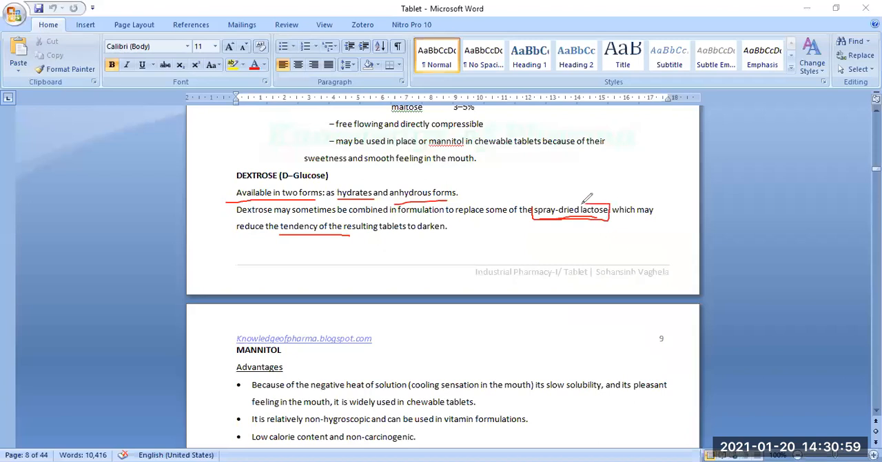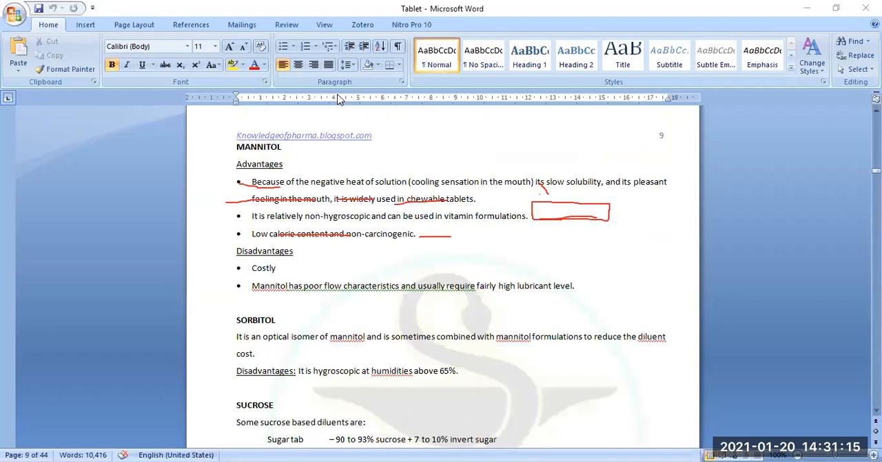Yes, with spray dried lactose, if there is a higher moisture content, there may be a darkening of the tablet. So to reduce this tendency, we have to use D-glucose or dextrose. Next one is mannitol, which is used as a diluent. Because of its negative heat of solution, a cooling sensation is achieved. That is a major advantage we can gain from mannitol.